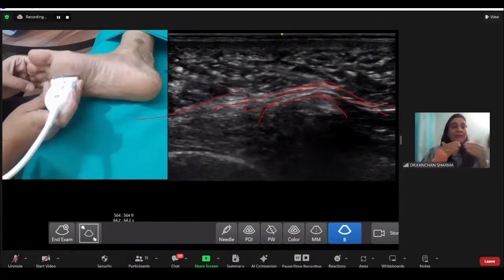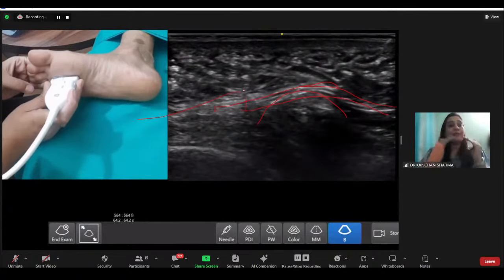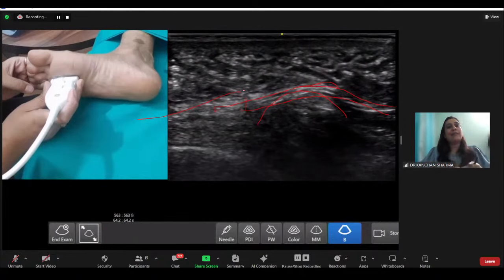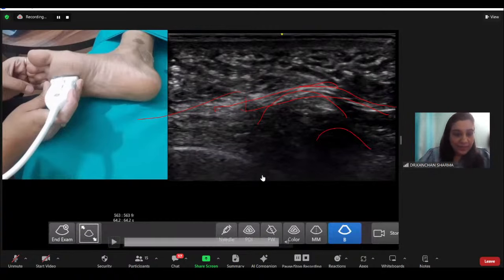So you put your probe in a craniocaudal direction, right, over the metatarsophalangeal joint, and then you slide it from the joint into the space. That will be the much easier way to identify. So you have your metatarsal head. I'm not able to clear the picture. Okay, let me. Okay, now it will be fine.